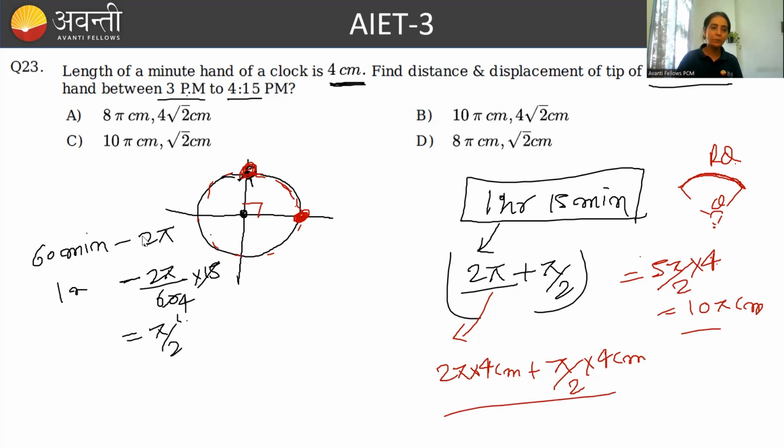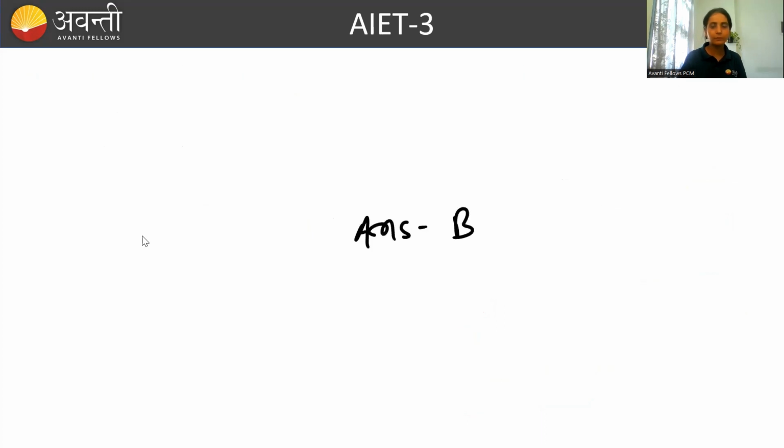Now displacement we need to see. So displacement is what? Distance between initial and final. So this is this. This is 4. This is 4. So this will be the displacement. Its length will be equal to how much? Square root of 4 square plus 4 square, that is 4 root 2 centimeter. So this is how we will calculate distance and displacement. Okay.